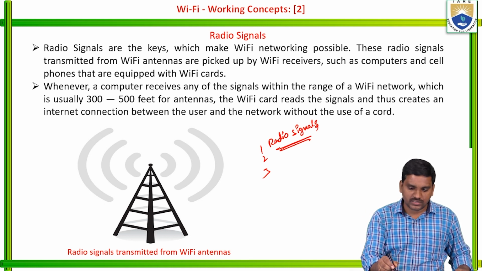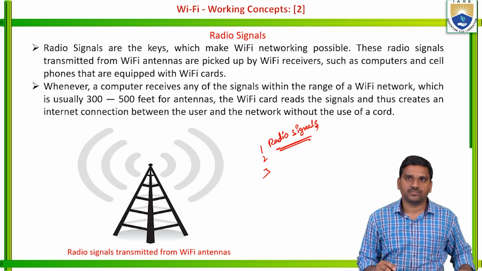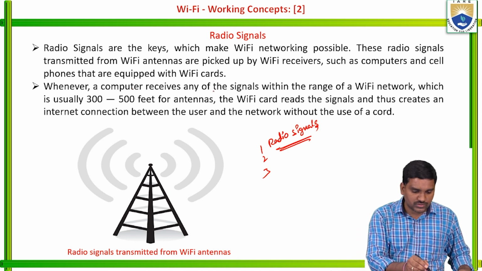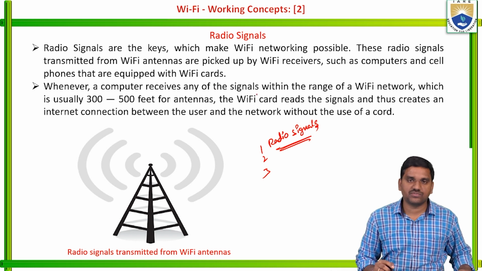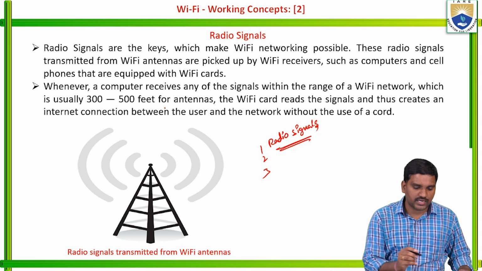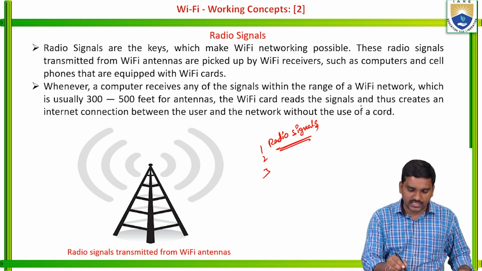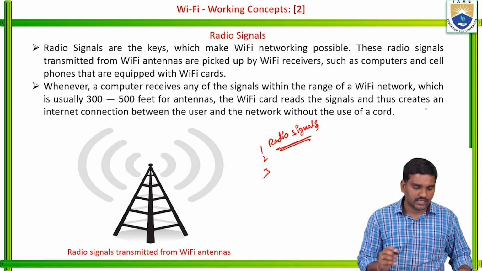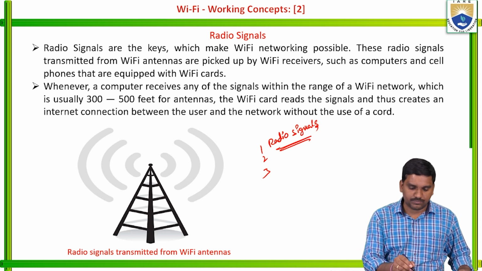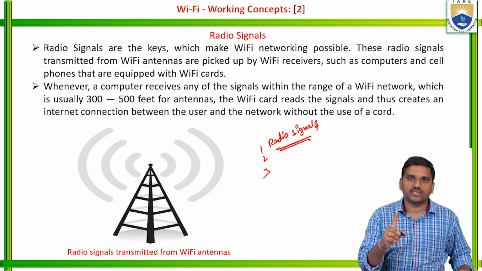Computers and cell phones are equipped with Wi-Fi cards. Whenever a computer receives any of the signals within the range of a Wi-Fi network, which is usually 300 to 500 feet for antennas, the Wi-Fi card reads the signals and thus creates an internet connection between the user and the network without the use of a cable. So this is the first working concept of Wi-Fi, using radio signals.